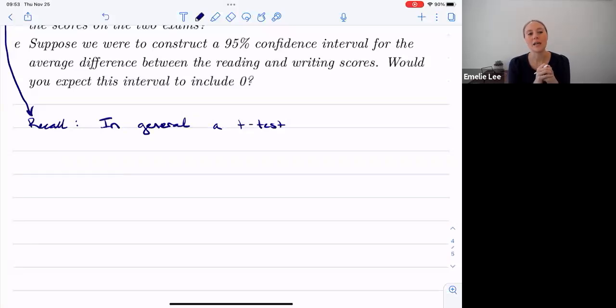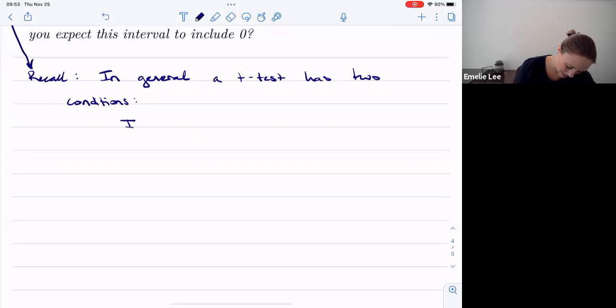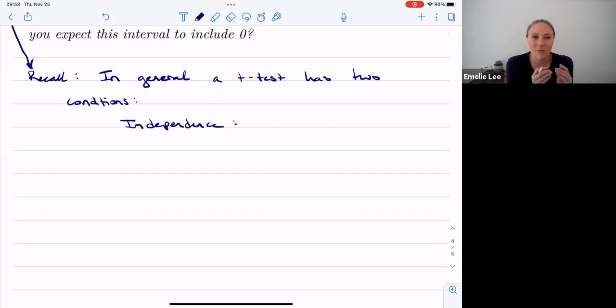So in general, a t-test has 2 conditions. Okay, independence, which came from the sample or samples were randomly selected.